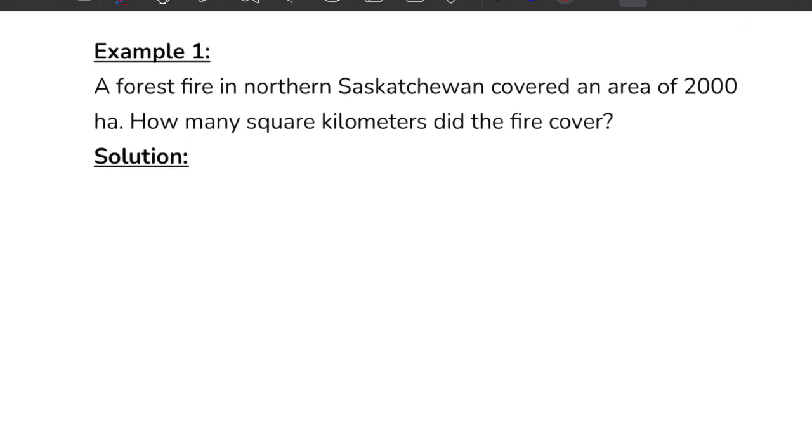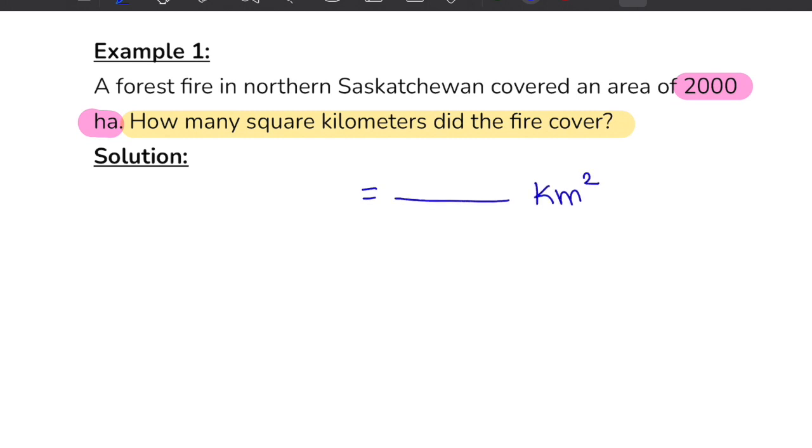So the first example: a forest fire in northern Saskatchewan covered an area of 2,000 hectares. How many square kilometers did the fire cover? So what we're looking for here, the end result should be some area in square kilometers. That's what the question is asking. What do we know right now? We know the area in hectares. So we want to know what number is equivalent to 2,000 hectares.